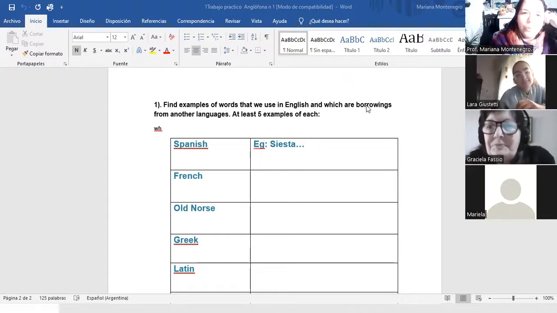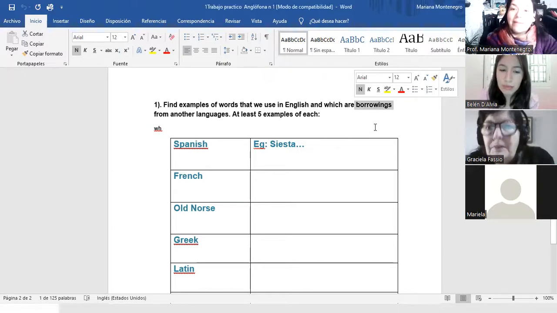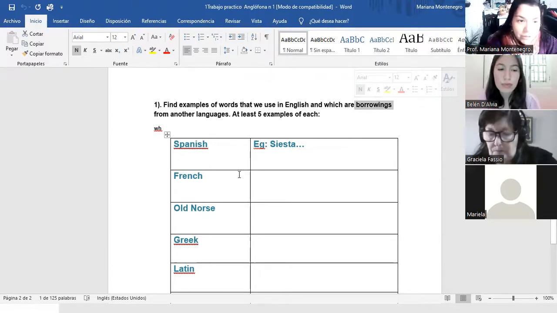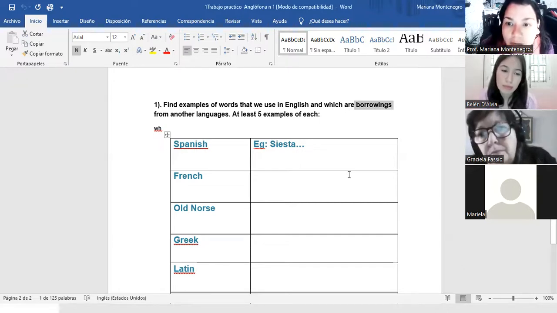Who knows what borrowing is? We have here, when it says, es como prestados, yes, something like that, like préstamos from other languages. Yes, so there are several words in English that are borrowings from other languages. For example, from Spanish, we have siesta. We have the Anglo-Saxon word, which is nap, yes, but siesta is also used, yes.